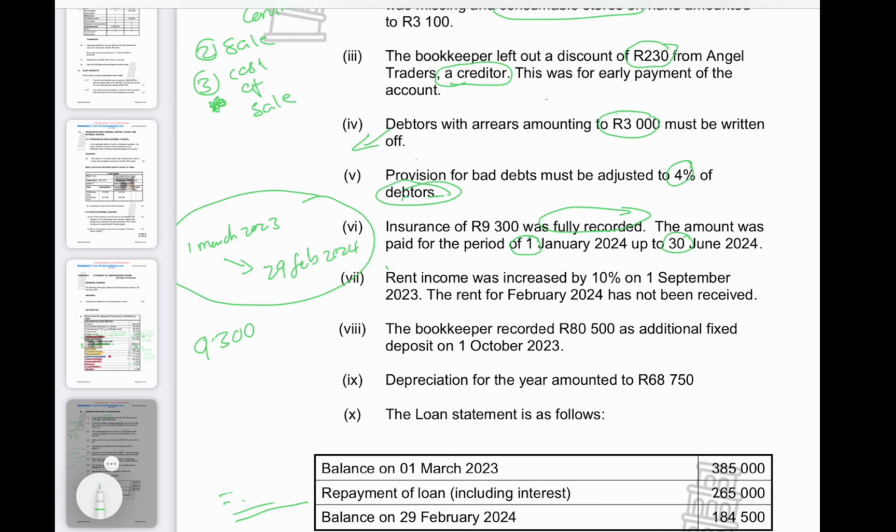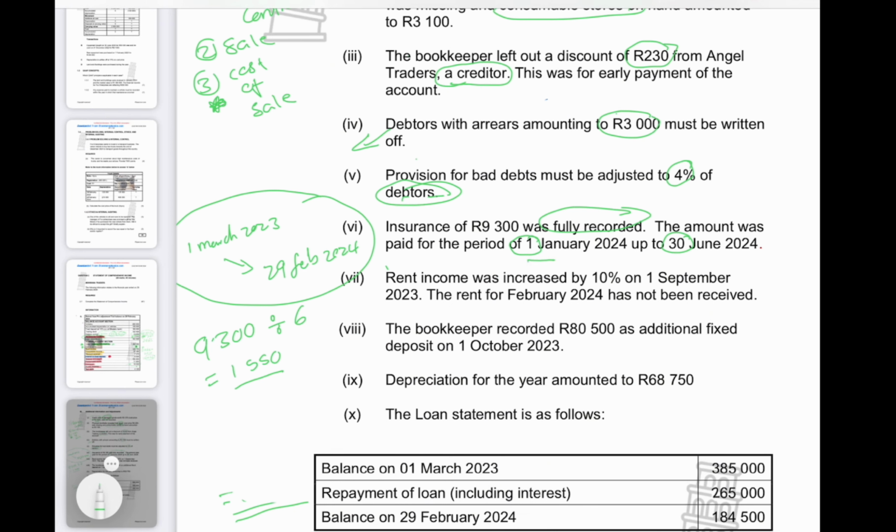9,300 was for January, February, March, April, May, and June. That's for 6 months, okay? So it means now you're going to divide it by 6 so that you get the amount for 1 month. So you will get 1,550. So this is the amount for 1 month, okay? And we have to subtract the amount for the other months which are not in this financial year. So how many months actually fall into this financial year that have been fully paid for in this amount?